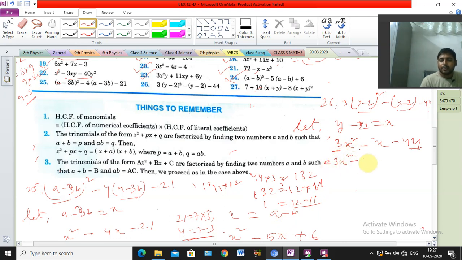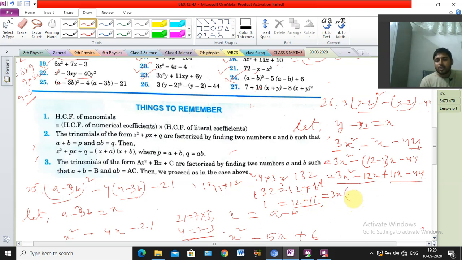Now write it. 3x square minus, and instead of 1, in the question only x was there. x means 1x, so we can write 12 minus 11, x minus 44. Clear or not? Next, 3x square minus 12x plus 11x minus 44. So we get 4 terms. Take common from the first 2 terms. Is there any common, sir? Yes, 3x is the common.